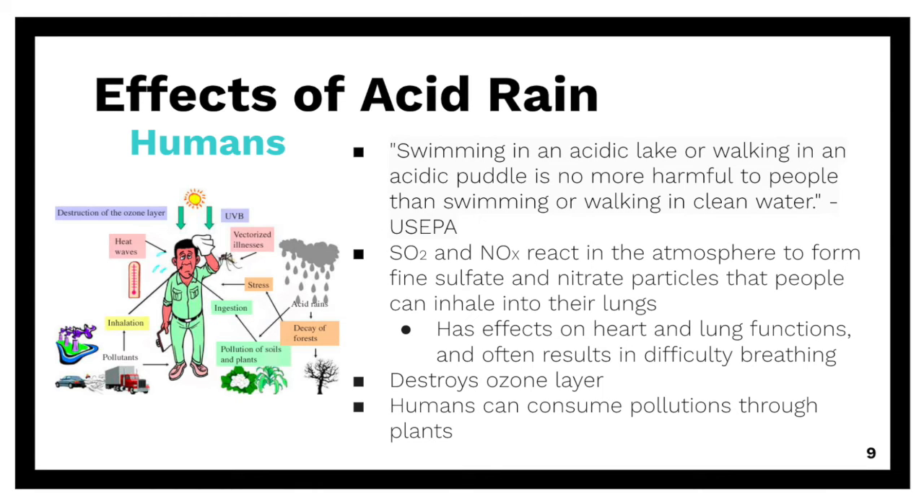The United States Environmental Protection Agency states that swimming in an acidic lake or walking in an acidic puddle is no more harmful than swimming or walking in clean water. However, when nitrogen oxide and sulfur dioxide react in the atmosphere to form fine sulfate and nitrate particles, humans can breathe these particles in, causing difficulty breathing and heart attacks. Acid rain particles can also destroy the ozone layer and can be consumed through vegetation.